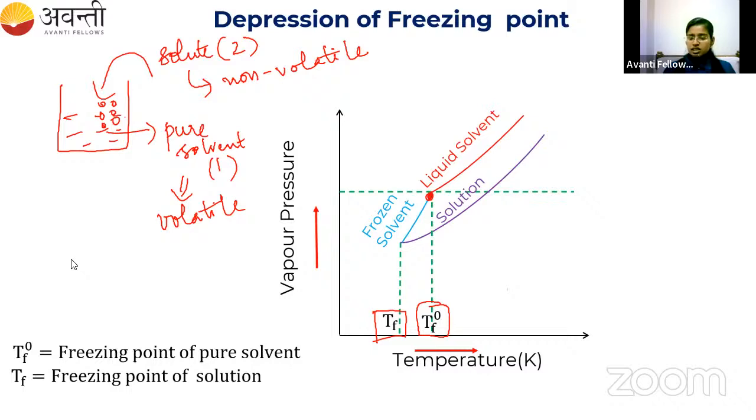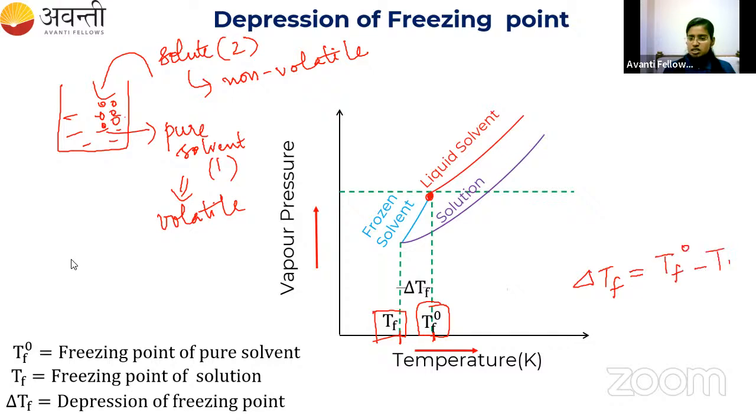And if I take the difference between these two, it is denoted as delta TF, which is actually the depression of freezing point. Now TF is having the lowest value compared to TF naught. So how to calculate delta TF? Delta TF is equal to final minus initial. Now the final is TF naught and the initial is TF.